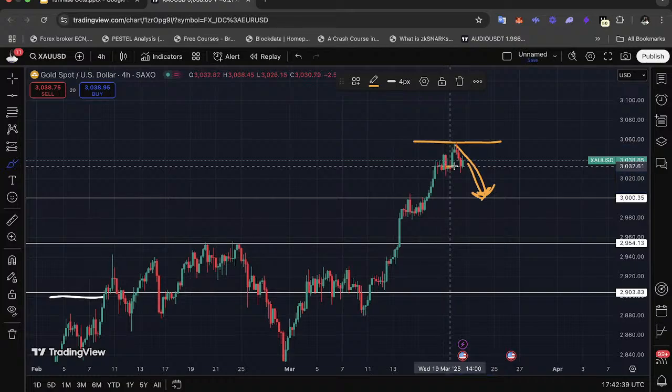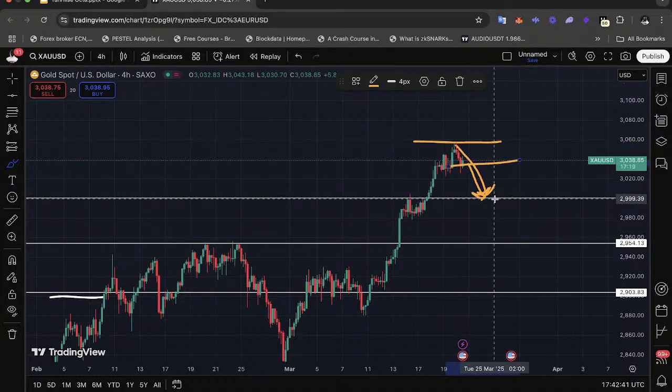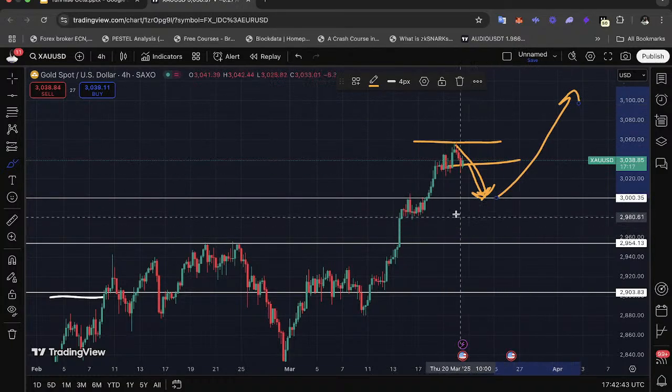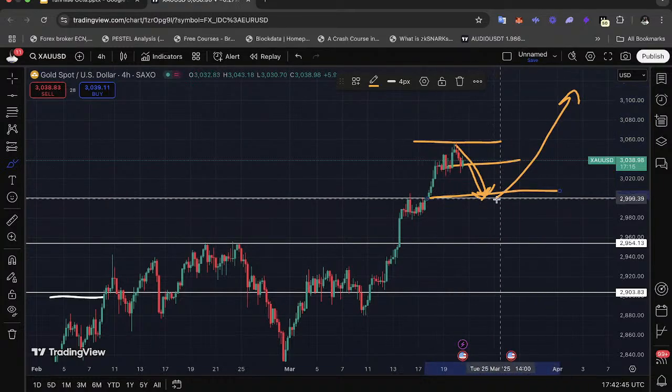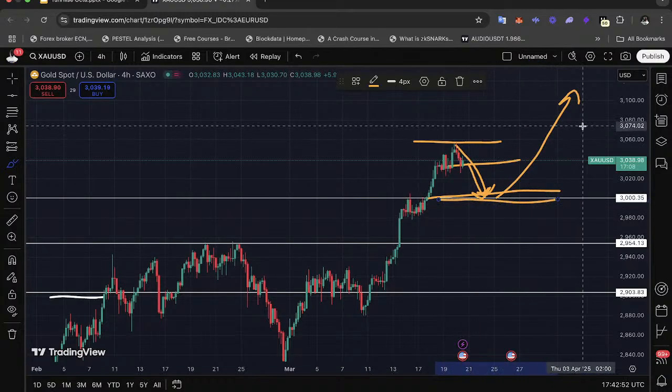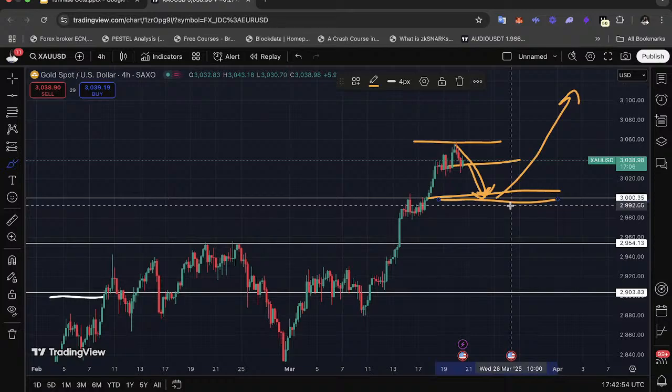So on gold, we are looking at a short time sell and a long time buy from this level. So you can either set a buy limit order on this level and it triggers when it gets here. Okay? And that would be all on our analysis for today.